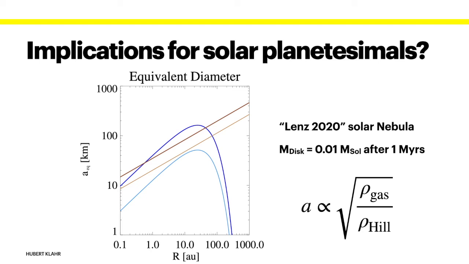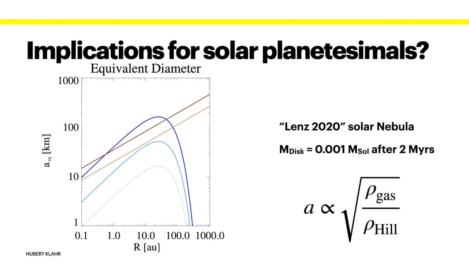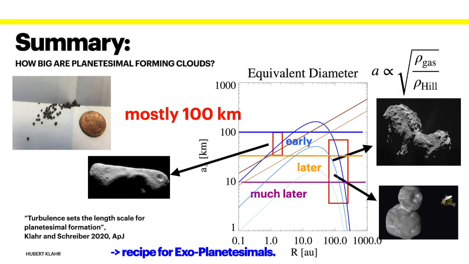Again, if you decrease the mass of the nebula, you can form smaller things, and if you decrease the mass again, you can after a long time form even much smaller planetesimals out of there. So the prediction is basically that planetesimal size is a function of distance to the star and also of the mass of the gas nebula. Okay, then we will have to work on this later.